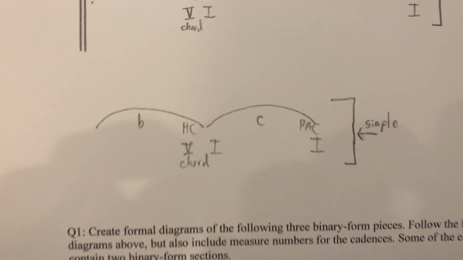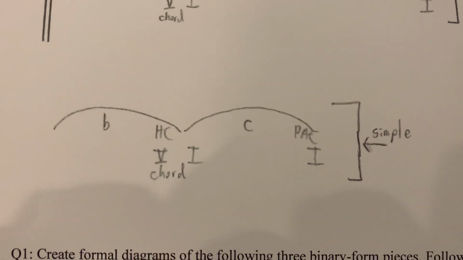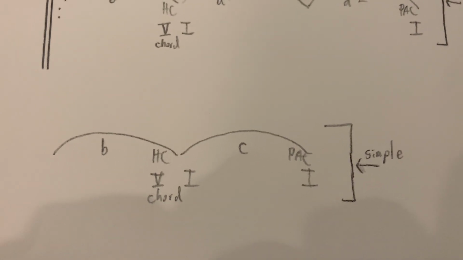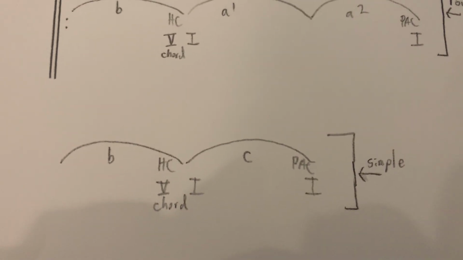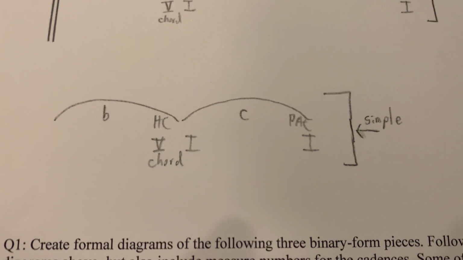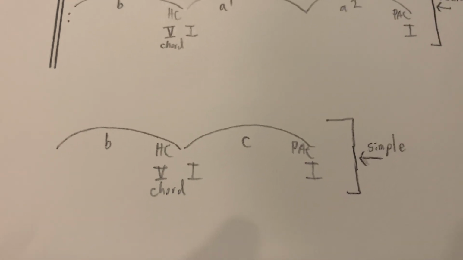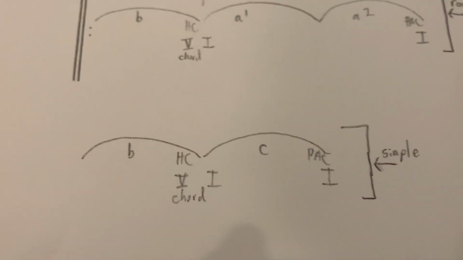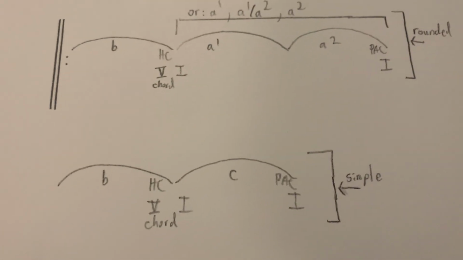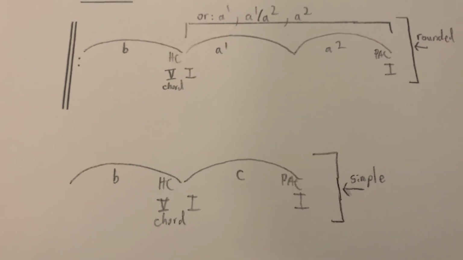Now this is what I showed right here. This is another possibility for it. This is the simple binary possibility. I still showed the digression leading to a half cadence, but when I get back to the tonic key, I don't have the A material. So I just put C right there.